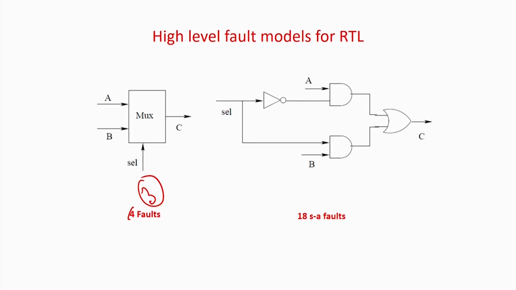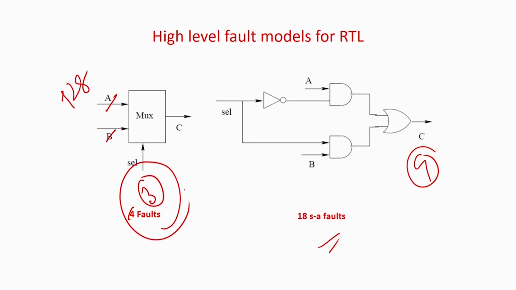So 3 faults will be considered over here, and in this circuit if you take, which is the equivalent gate level for the mux, so there are actually 9 lines over here. So 9 into 2 will be 18 stuck-at faults. So from 18 I have come down to 9. But now you think that if A and B are 128 bit numbers, so in this case still the number of faults will be 3, but in the gate level case it will be 9 into 128 into 2.